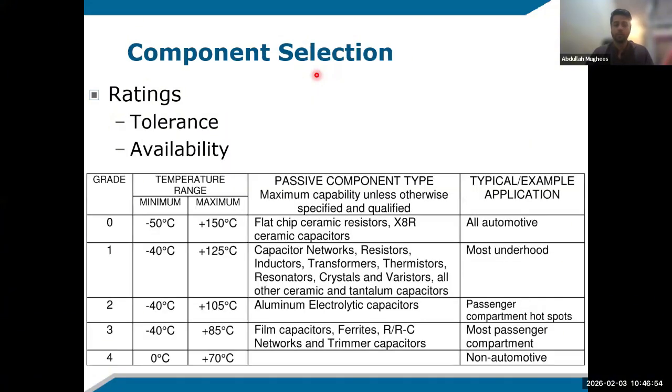And then after the simulations are done, before manufacturing the actual circuit, we see the components and we see, okay, what is the temperature range, what is the tolerance, what is the availability? Can we get them in our local area? Is this component available? Is this component going to work in the place that I want it to work?